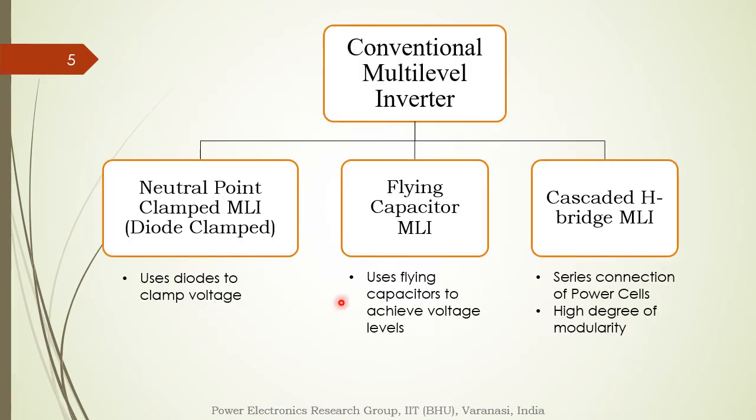The conventional MLI is divided into three parts. One is the neutral point clamped, also known as diode clamped, where the diodes are used to clamp the output voltage. Then the flying capacitors, where the capacitors are used to generate the output voltage levels. And then the cascaded H-bridge MLI, where different series connections of power modules are used to generate output voltage levels.